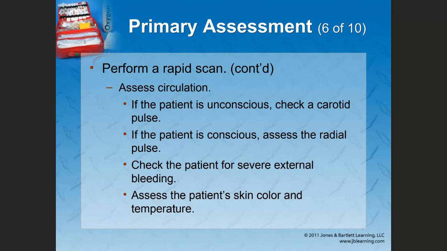Assess the patient's skin color and temperature. So your circulation assessment involves 1, checking the pulse, 2, checking for external blood loss or signs of bleeding, and 3, looking at the color of the skin and the temperature of the skin.